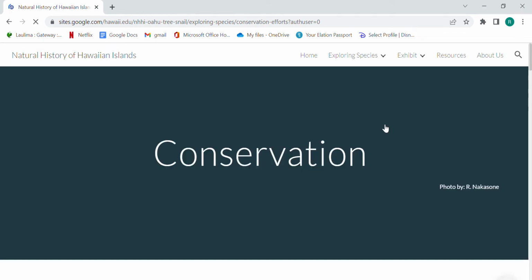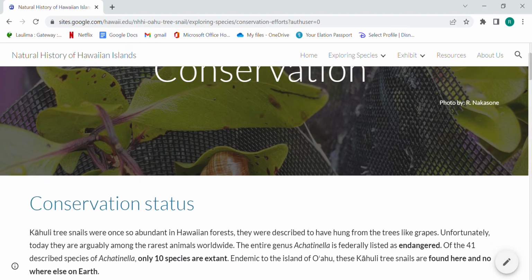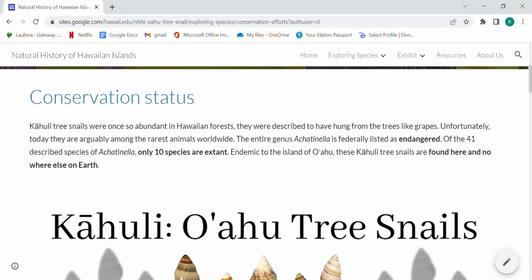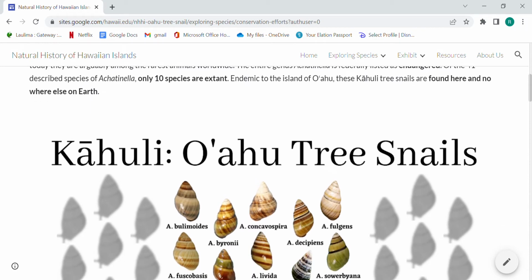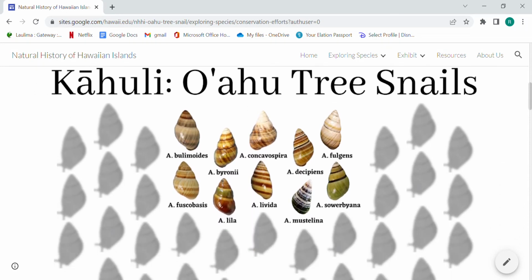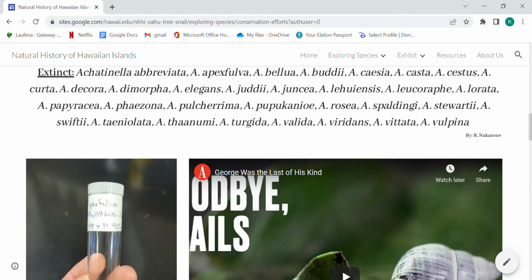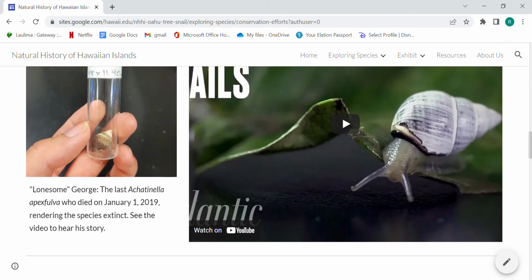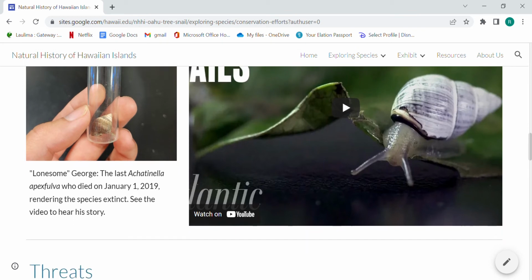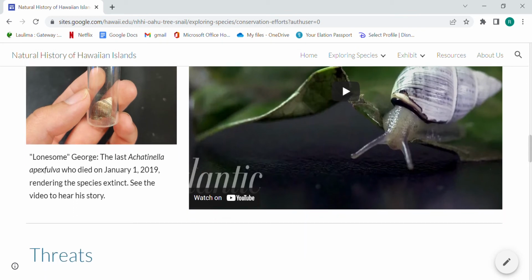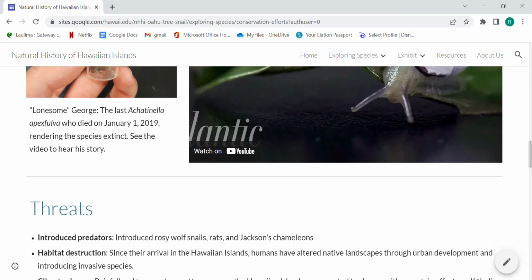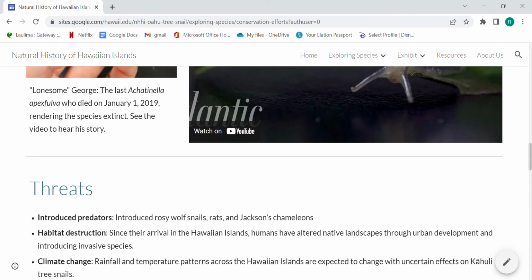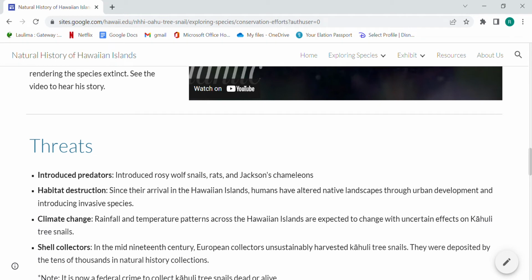Lastly, we take a dive into the conservation efforts surrounding the genus Achatinella. We give their current conservation status with 10 out of 41 species still extant. We pay a little tribute to George, who was the last Achatinella apexfulva who died in captivity before a mate could be found for him, or her, or them. Their snails are hermaphrodites, so they don't have gender.